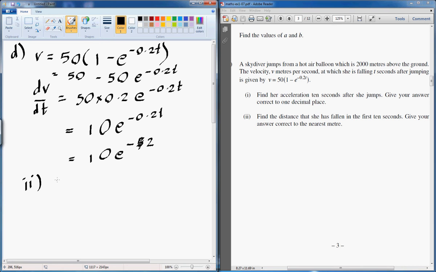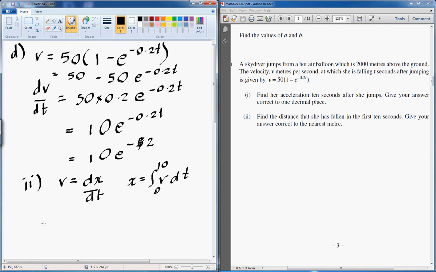Okay, so v is equal to dx/dt, right? And to get x, we simply need to integrate it that way. Find the distance that she should fall in the first 10 seconds. So I have to put in limits of 0 and 10.